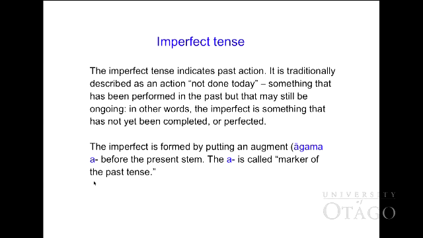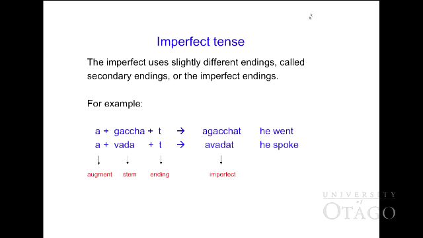The imperfect is formed by putting an augment, usually a, before the present stem. The a is called the marker of the past tense, as you see from this example. A plus kacha. Kacha is the stem, from the root gam, go. So a augment plus kacha stem and ending t. So it will be akachat, he went.